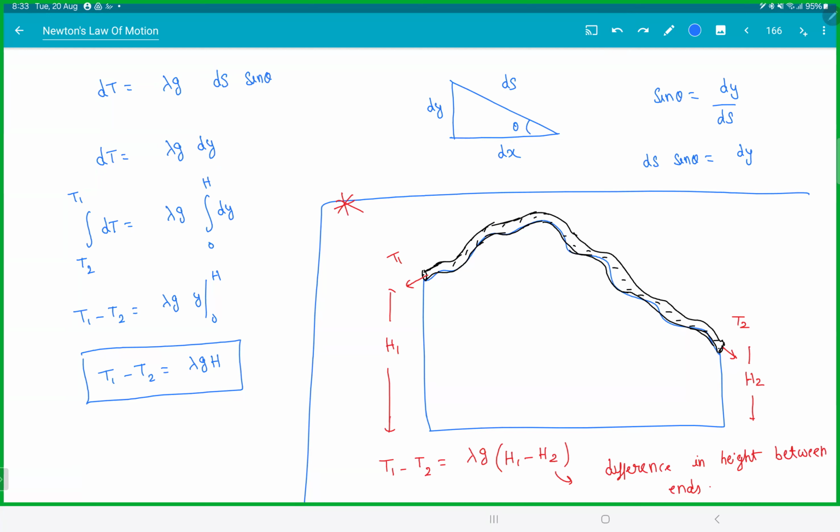Have a look at this. Main thing, this should be smooth. You take any shape, it should be a uniform rope. Put it on any kind of weird shape, the difference in tension will depend on the difference in height. Is this clear, everyone?